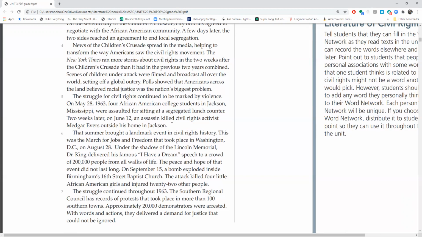2 weeks after that, a very famous civil rights activist, Medgar Evers, was killed outside of his own home in the same state. So this summer of 1963, there was this very large protest. It was called the March for Jobs and Freedom, and it was a protest meant to ask for more rights, and for jobs and freedoms, for black people. And it took place in the capital of the United States, Washington, D.C.